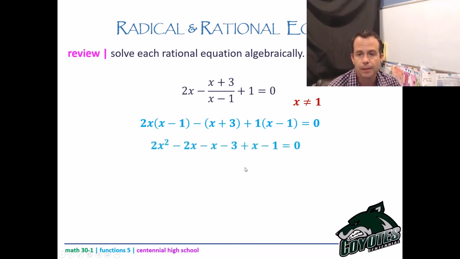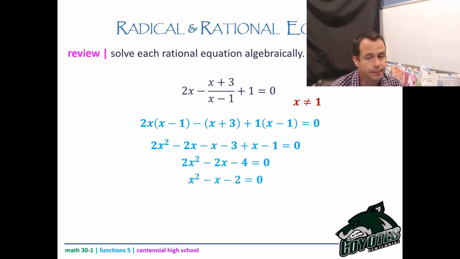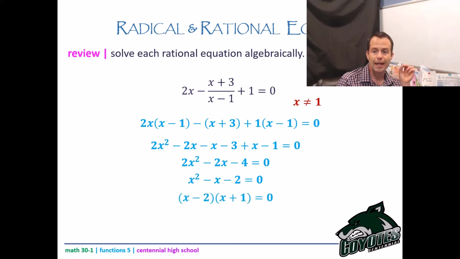Combine like terms, I'm looking at 2x squared, negative 2x and negative 4 equals 0. Divide by 2: x squared minus x minus 2 equals 0. Let's see if I can factor that. Two numbers that multiply together to give me negative 2 and add together to give me negative 1, that would be negative 2 and 1. So my solutions are x equals 2 and x equals negative 1.